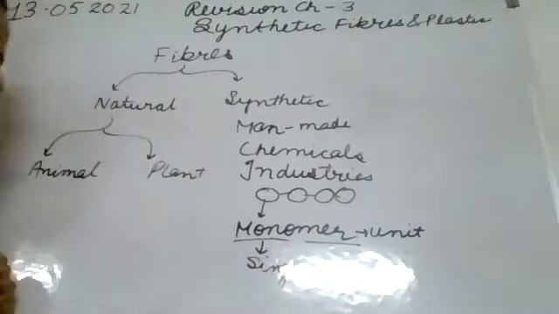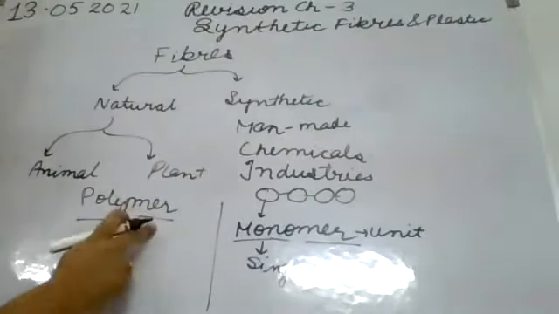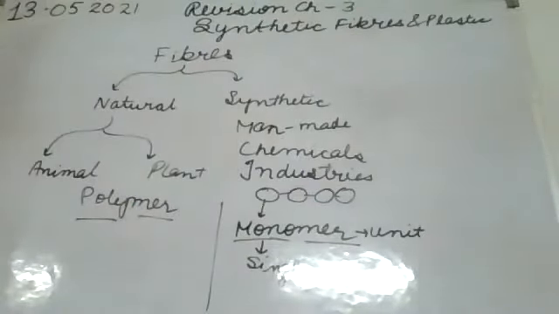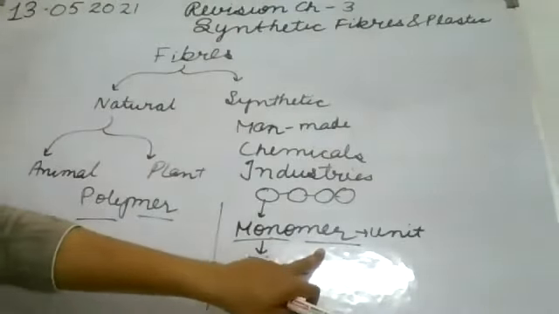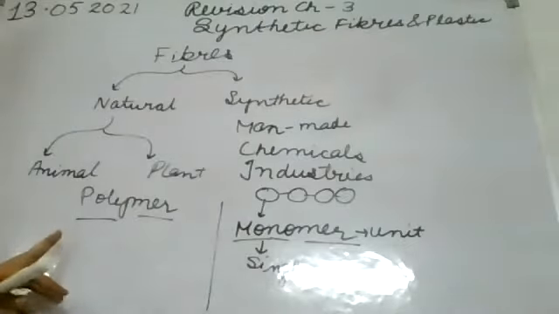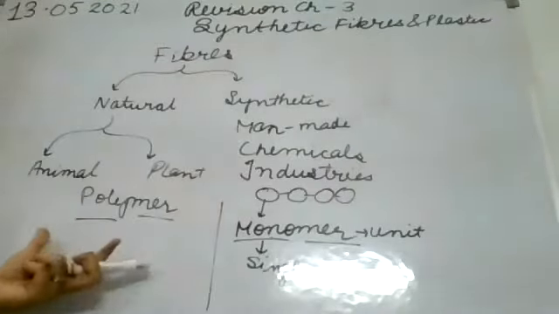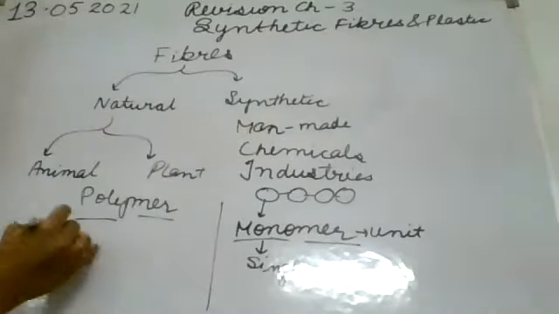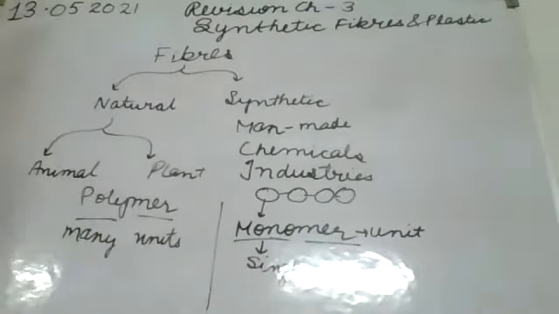Clear? So next, the term that comes is polymer. That means there are so many units joined together. The synthetic fiber is made by joining these small units together, forming a chemical substance, and by joining these monomers we get the polymer. Clear? Here poly means many and mer means units, so it is formed by joining many units.